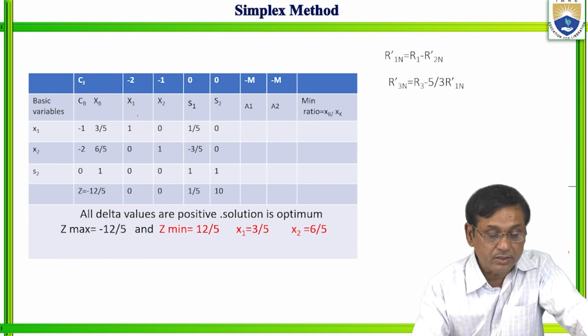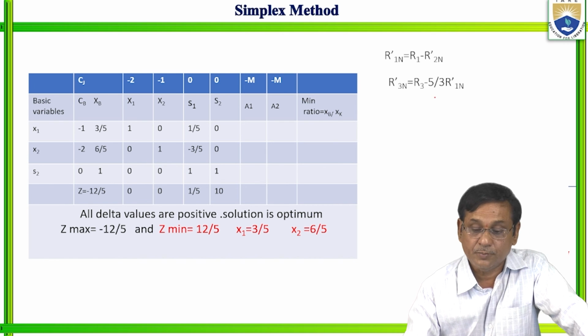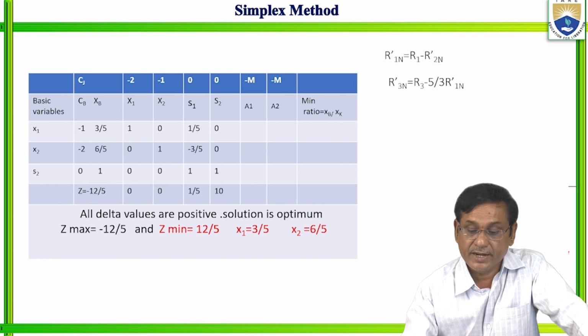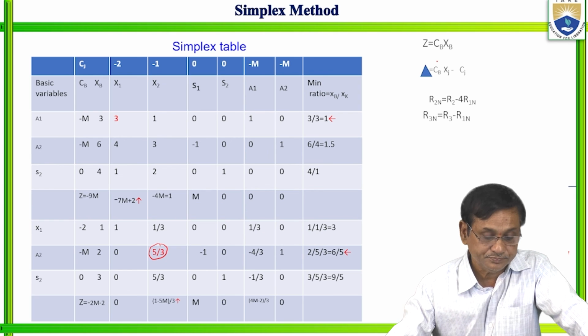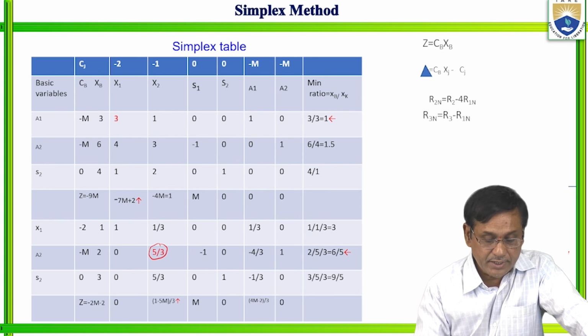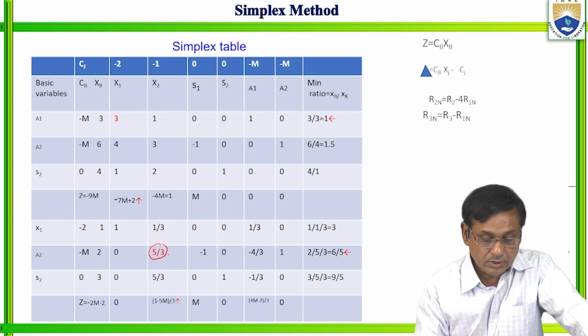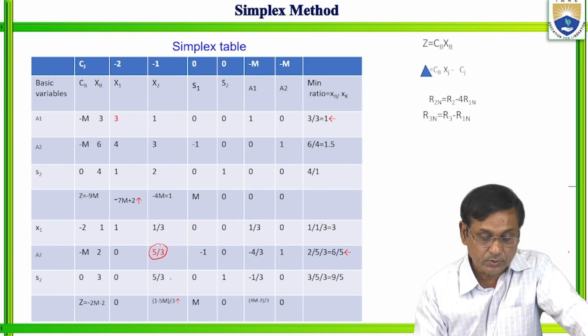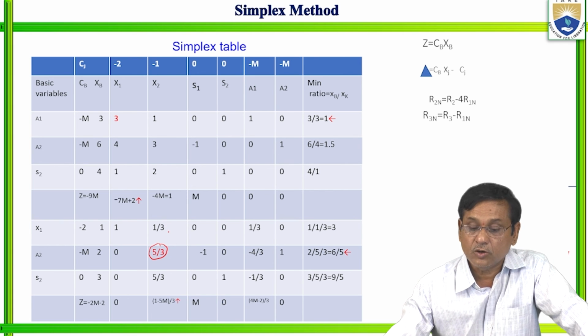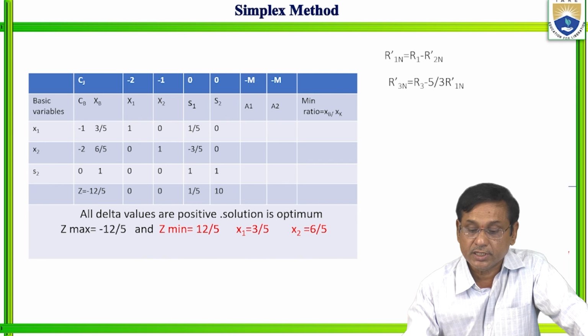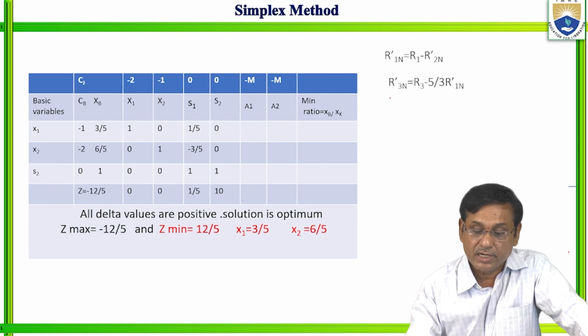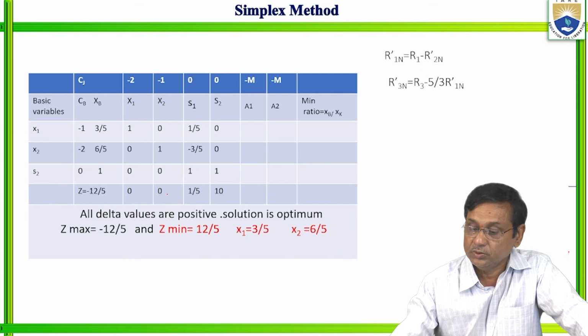Now we have to make the first row element 0 and the third row element 0. For that we have to do the operation: the first row R1 minus R2. Now you see here, the key element is this. So we have to make this one equal to 0 and this one equal to 0. For that you do the row operation, and here you can do this, and similarly for the third row you can do like this.